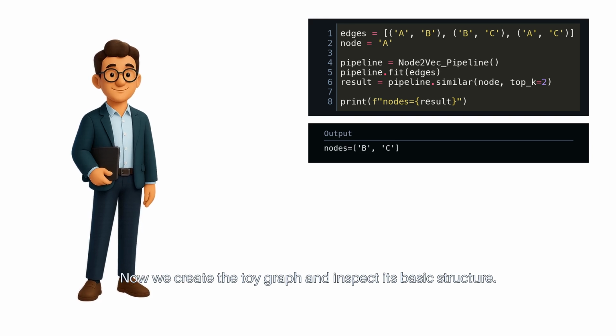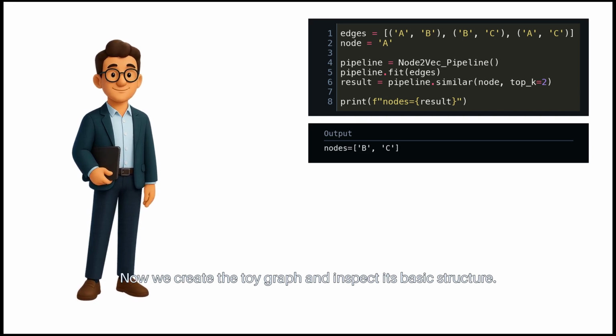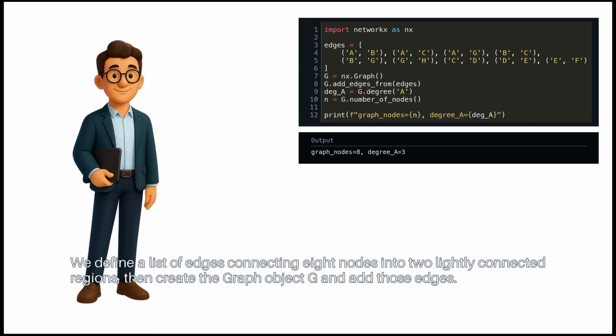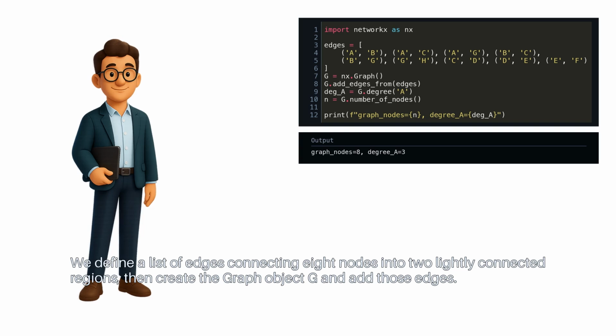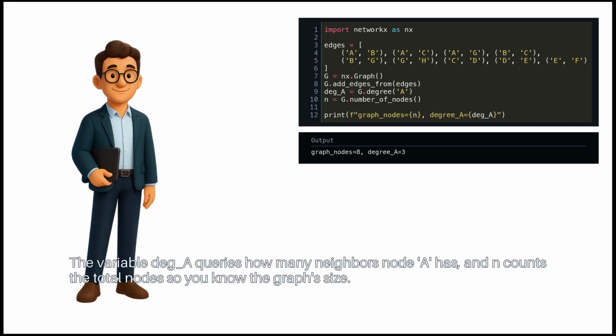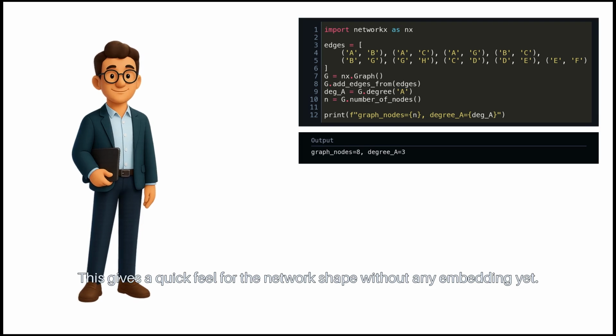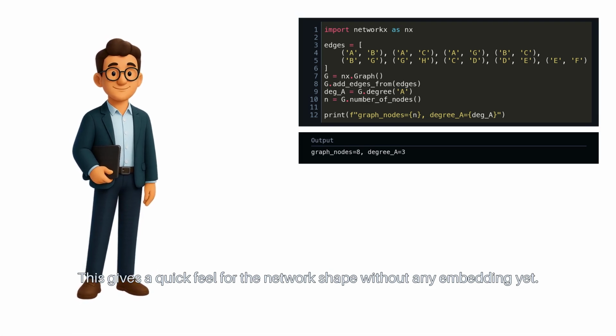Now, we create the toy graph and inspect its basic structure. This snippet builds a small NetworkX graph you can read at a glance and checks a simple structural fact. We define a list of edges connecting 8 nodes into 2 lightly connected regions. Then create the graph object G and add those edges. The variable deg_a queries how many neighbors node A has, and n counts the total nodes so you know the graph's size.